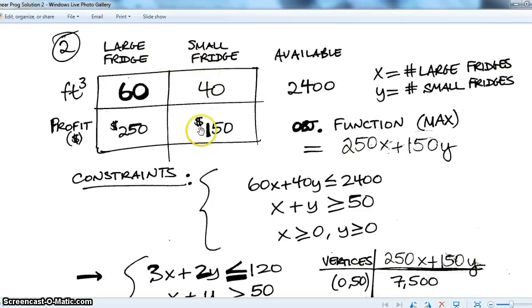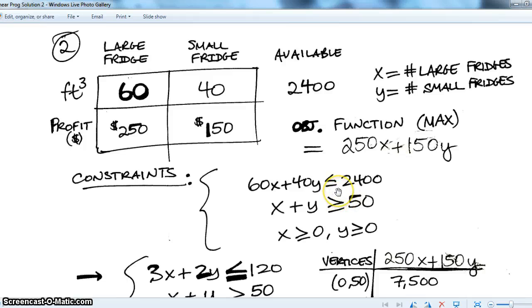We've got large and small fridges. Really the only constraint we're looking at is the cubic feet and the fact that we need 50 in total. So the 50 doesn't really factor into this table that we're making here, but it does factor in down here. X and Y, number of large and small fridges. Since the profit is 250 for each large fridge and 150 for each small fridge, the objective is 250x plus 150y.